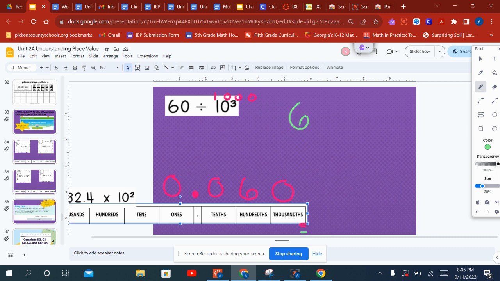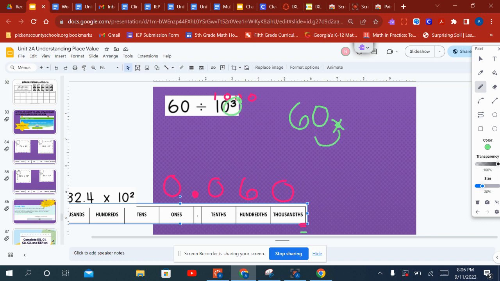We can take 60, and we know that 60 wholes, 60 ones has a decimal at the end. We want to move this decimal, okay, to make our number smaller. Well, we're going to cross it off. Okay. And think about it. My digits are being shifted to the right. When I shift my digits to the right, that pushes my decimal to the front by 3 place values.